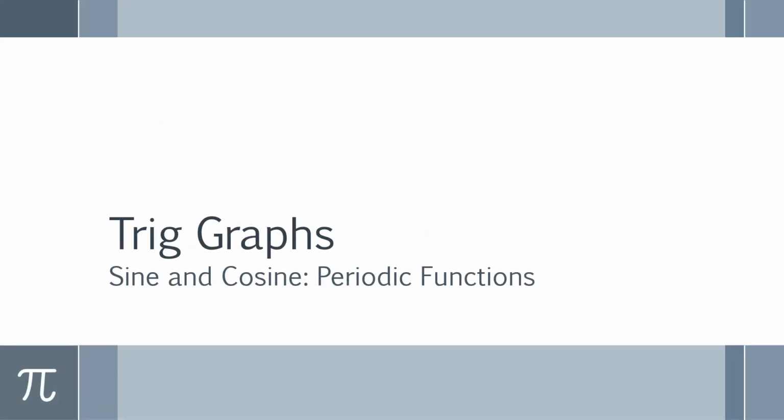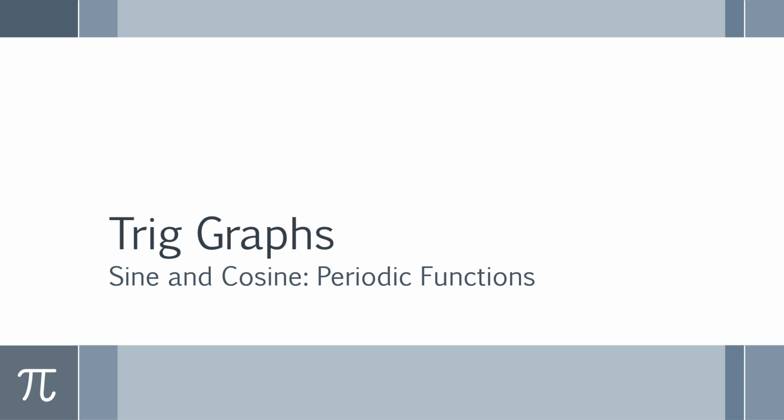Alright, trig graphs. Sine and cosine are periodic functions. So listen up. You're not going to be worried about tangent because I told you tangent is not a true trig function. Tangent consists of sine over cosine. But we call sine and cosine graphs periodic functions because they never stop repeating.